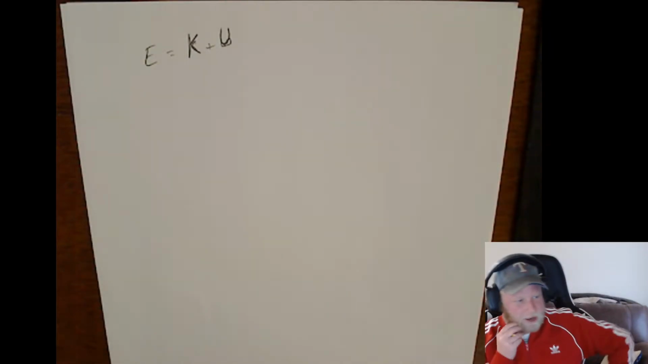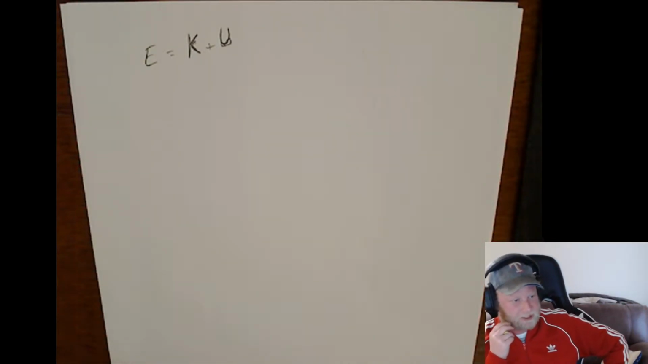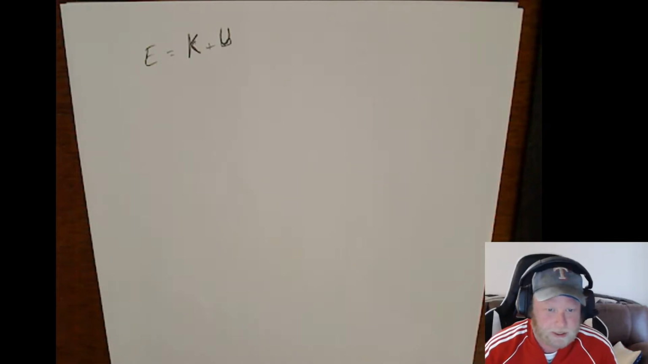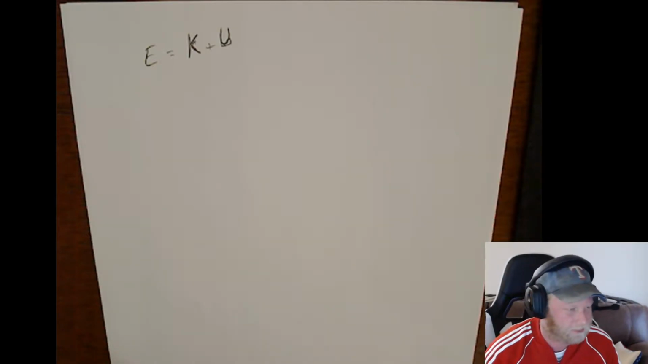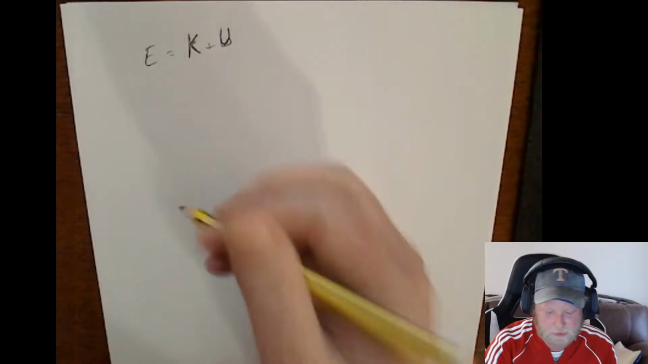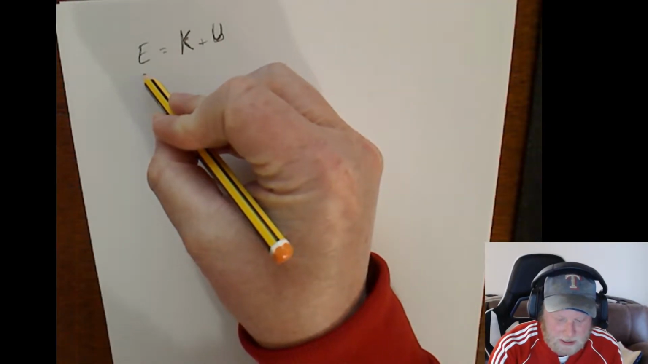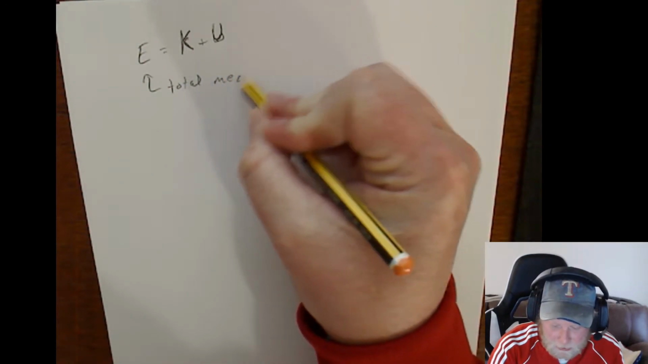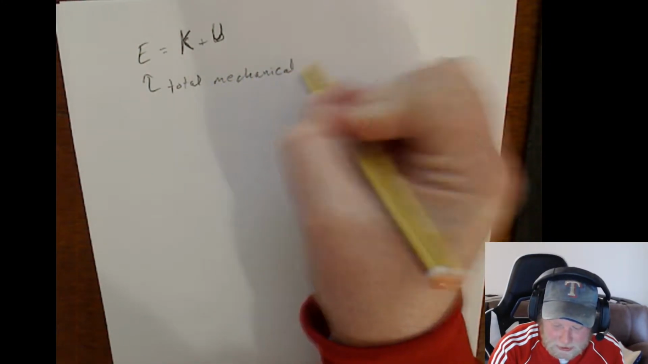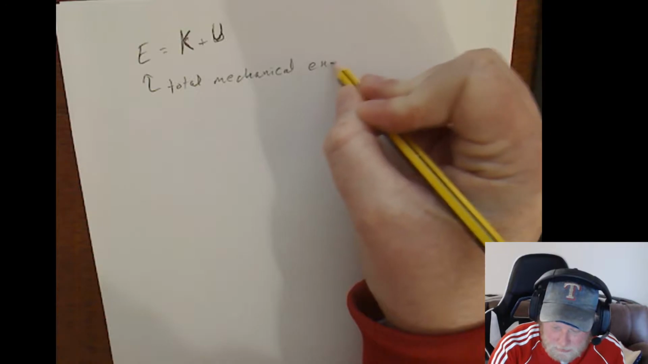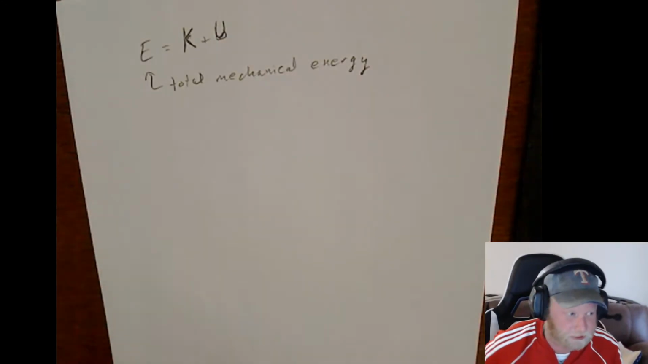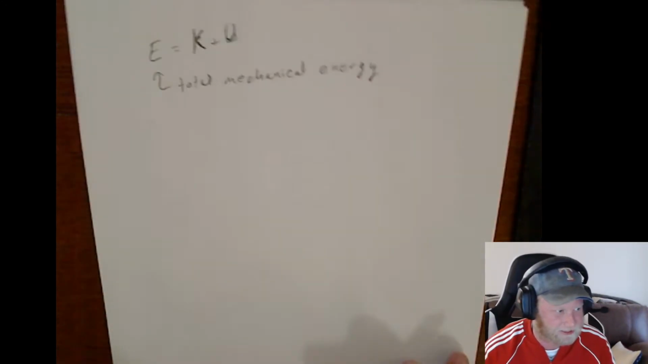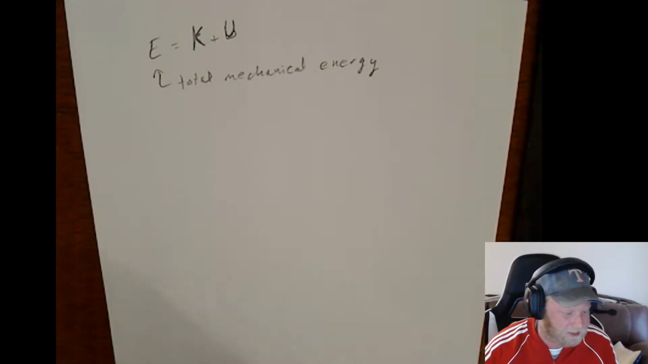All right, let's talk about conservation of energy. In order to understand the law of conservation of energy, the first thing we want to talk about is what we call total mechanical energy. Your total mechanical energy is simply the sum of your kinetic and potential energies. So, it's the energy present in a system that is capable of doing work.